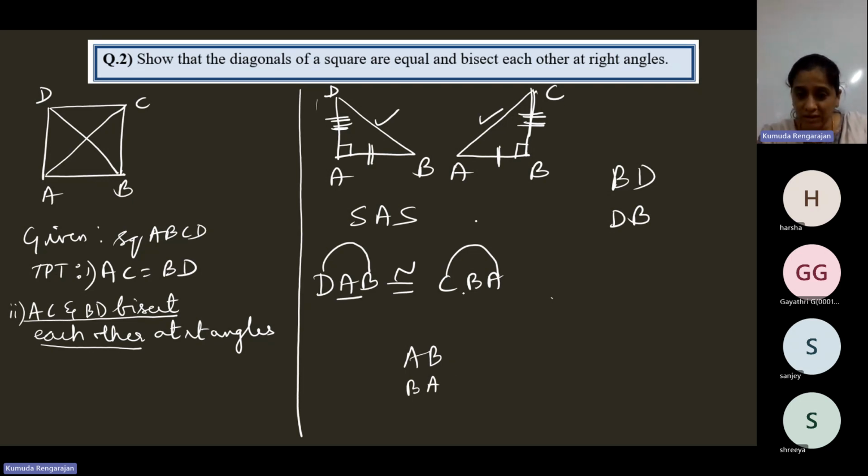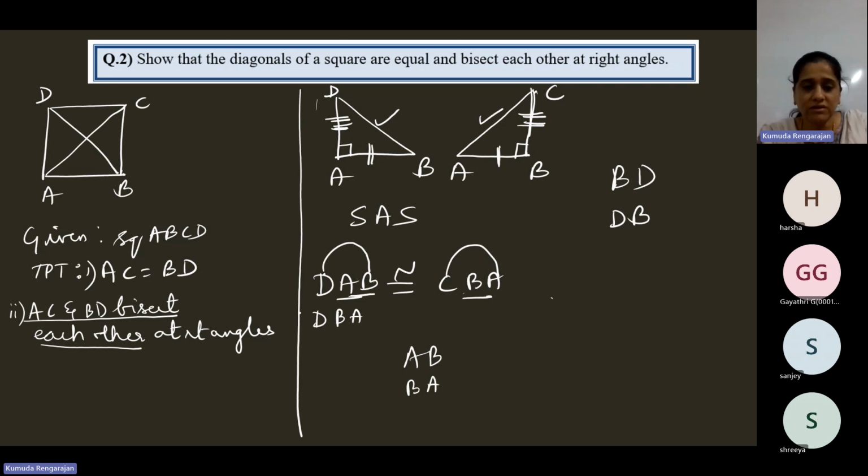But when you name triangles, DAB is different from DBA. AB and BA as a line segment are the same. But when you name a triangle, every vertex position is important. There you cannot write DAB as DBA just because AB is equal to BA.